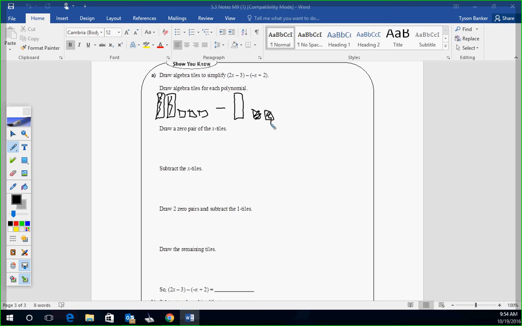So what I like to do is, okay, I'm going to go ahead and change this to a positive. I'm going to shade these the opposite of what they were. So now they are like that. Now I can combine them. Okay, so let's draw a zero pair out. There's no zero pairs. There's not at all. 3x, we're just going to write this one, minus 5 is what you would get.